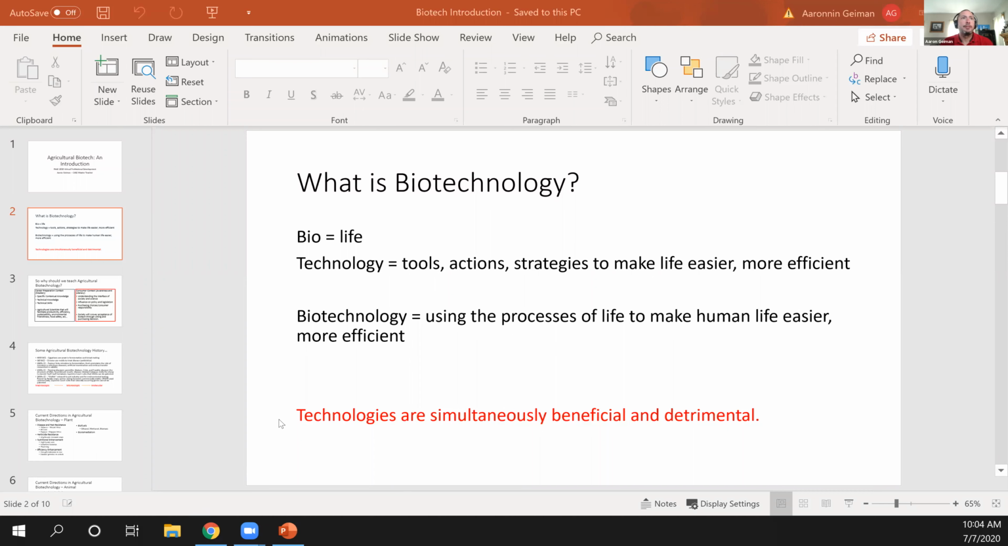I would also like to stress that biotechnology, as with all technologies, is simultaneously beneficial and detrimental. An awareness of that dichotomy is important from the scientific standpoint, so that students understand just because we can do something doesn't mean we should do it, or it doesn't mean that we shouldn't do it because there are a lot of detriments. So they need to be able to identify both sides of that coin.